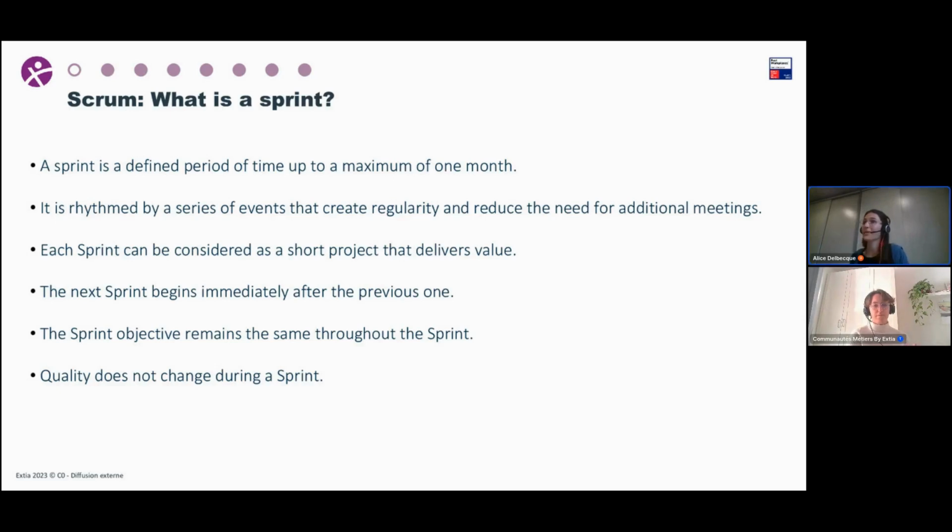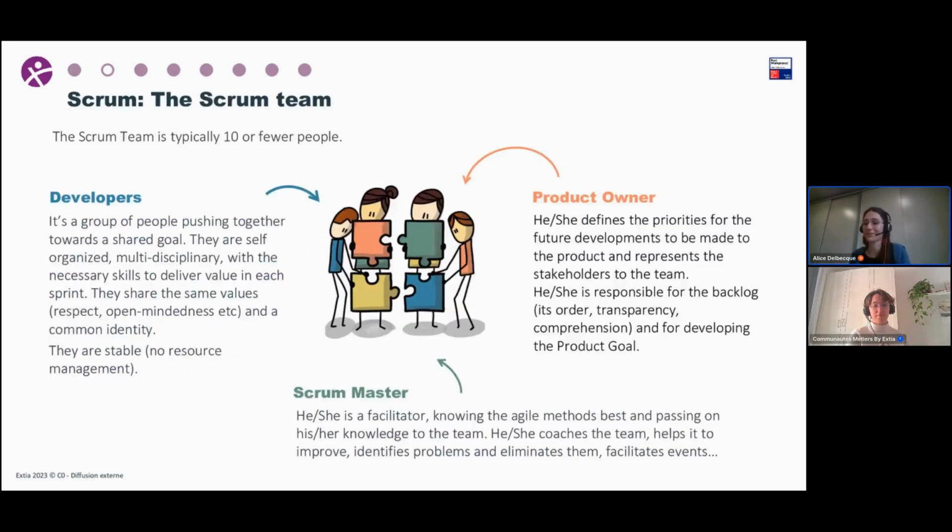And I said "you" since the beginning of this slide, but who is this "you"? Who is the team? In fact, the team is what we call the Scrum team. It's the developers, the product owner, and the Scrum Master. Typically, a team is 10 persons or fewer. And for the roles, you have the developers, which is the group of persons who are implementing the project. So it's a group of persons, self-organized and with all the skills needed to deliver the value of the project.